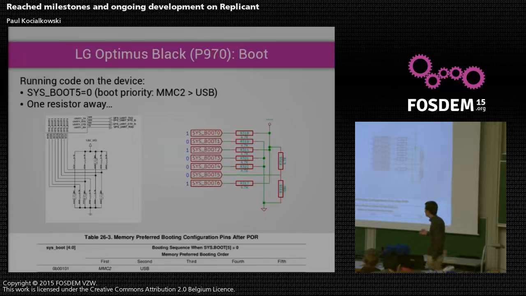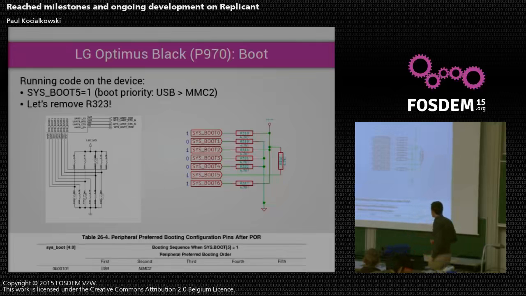And that's great, but if I want to develop my own bootloader, if I install it to the memory and it fails, I'm not going to be able to write a new version on it, because it just won't boot. So I need to have USB first, right? And if you look at the documentation, you can see that when sysboot 5 equals 1, it's the opposite. It's USB first and then MMC1. So what I needed to do was to change sysboot 5.